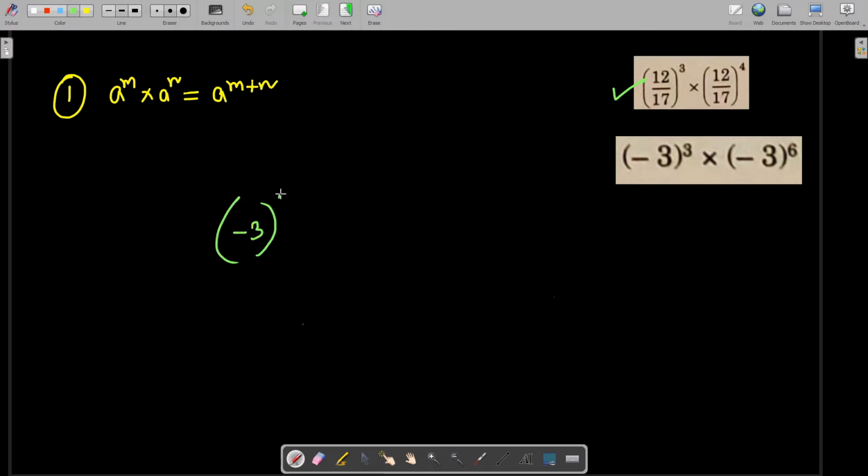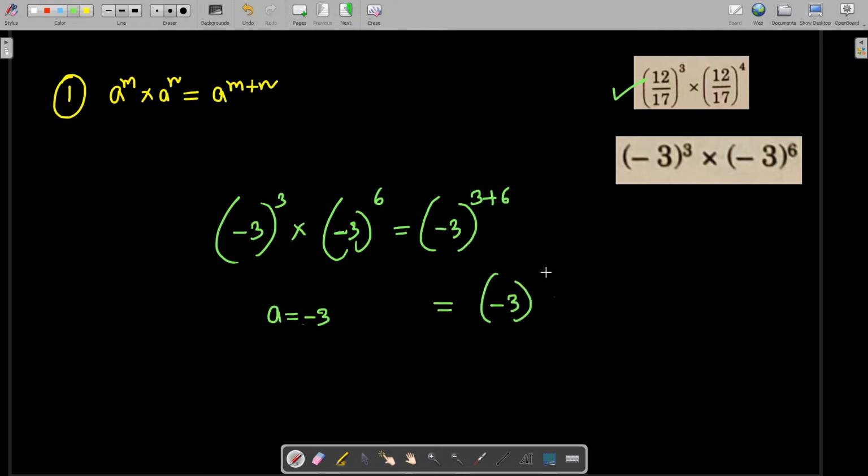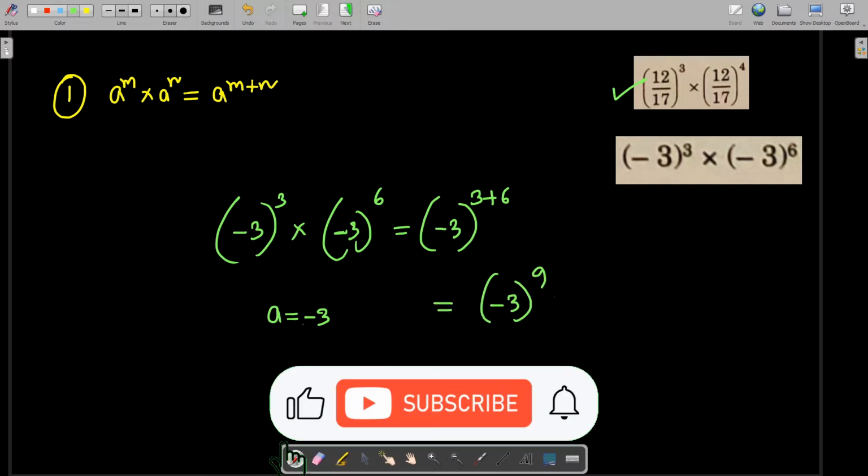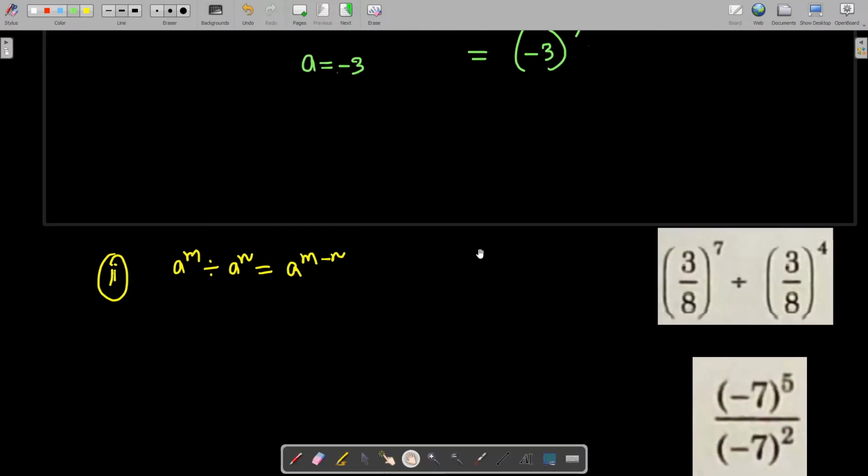Minus 3 to the power 3 into minus 3 to the power 6. Now what's the a in this case? The a is negative 3. So we will keep it inside the bracket and we will follow the rule. We will add the powers, so it will be 3 plus 6. The answer will be (minus 3) to the power 9. I hope you guys understood this question. Let's move to the next law.